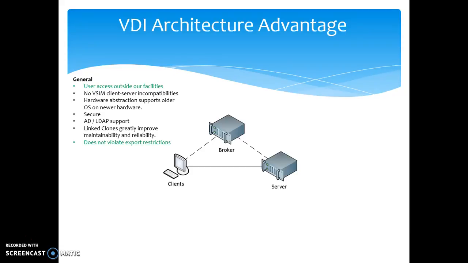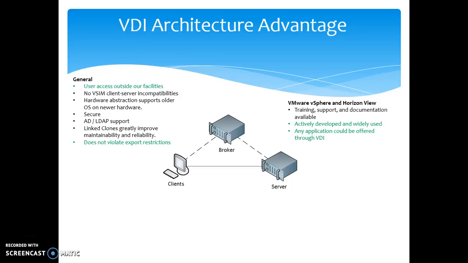The VDI virtualization architecture advantage for this model is users access outside of our facilities. There's no vSIM client server incompatibilities. Hardware abstraction supports older operating systems on newer hardware. It's secure. We can use Active Directory, LDAP support, and then linked clones greatly improve maintainability and reliability. And it doesn't violate our export restrictions on the licensing or the source code for the software.